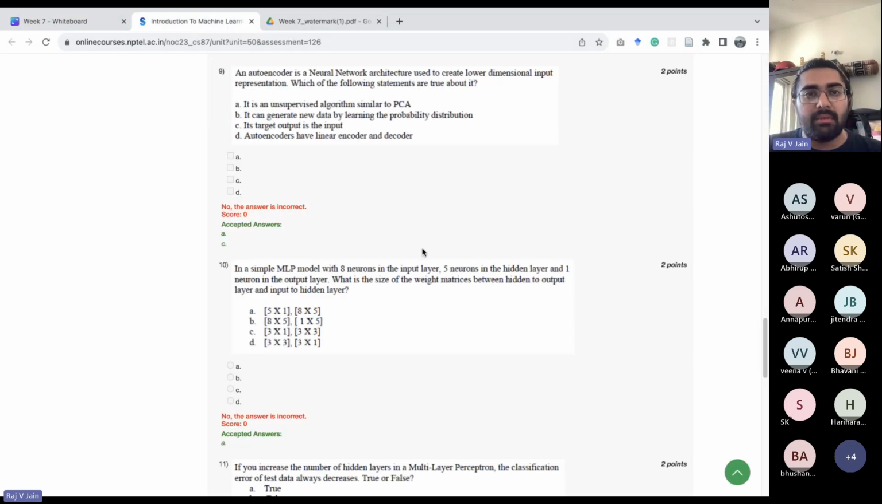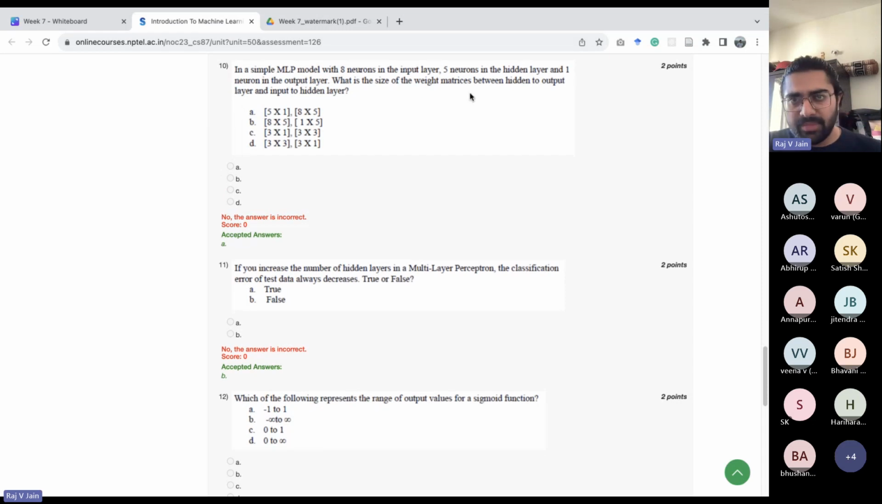Question number 10. So in a simple model with 8 neurons in the input layer, 5 neurons in the hidden layer and 1 neuron in the output layer, what is the size of the weight matrices between hidden to output layer and input to hidden layer? So again, this should be straightforward. Hidden to output is 5 to 1, because you have 5 neurons in the hidden layer and 1 neuron in the output layer. So you need a 5 cross 1 matrix. And from input to hidden is 8 neurons to 5 neurons, so it would be 8 cross 5. Is that clear? So the answer would be A.